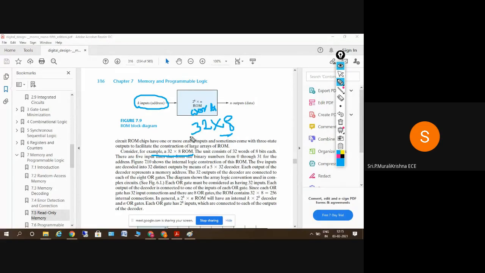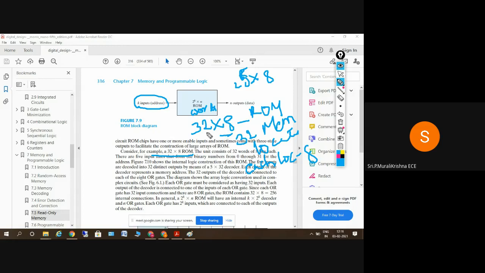So what we need here is 32 locations. The size of the ROM should be 32 into 8. When I say 32, we need 32 memory locations, and the size of each location is 8 bits. How can I write this 32 into 8? It is 2 power k into 8. What is 2 power k here? It is 2 power 5, so k is equal to 5. So 5 address bits are needed in order to access the 32 locations, and each memory location is 8 bits.